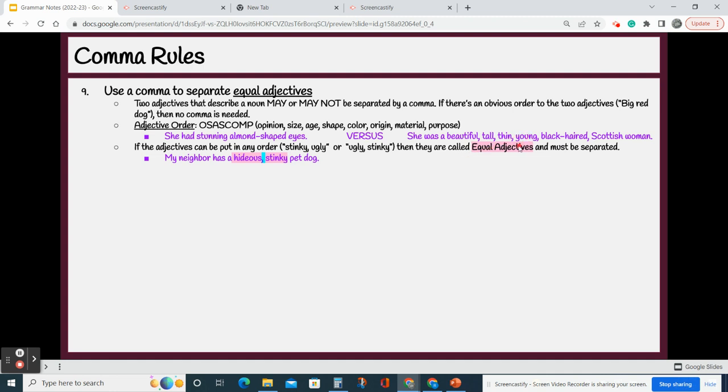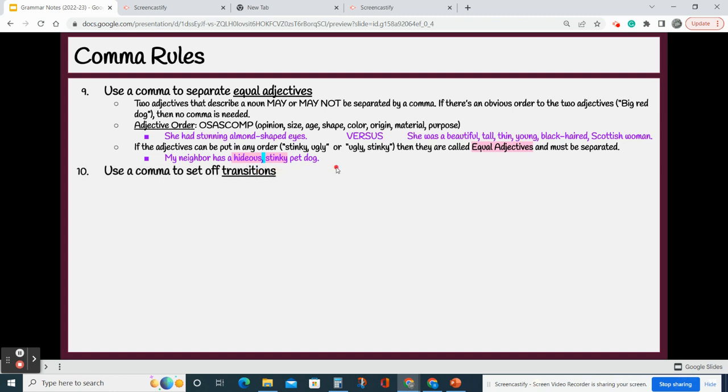Sometimes we might use multiple adjectives in our sentence to describe someone or something. And when we're doing that, we have to make sure that we're using commas to separate the list. So here, she was a beautiful, tall, thin, young, black-haired Scottish woman. Not only are all of our adjectives in adjective order according to OSASCOMP, but they are also being separated by commas, not because they're equal, but because there's so many. So there's a difference between using commas in a list here versus using commas to separate 2 equal adjectives.